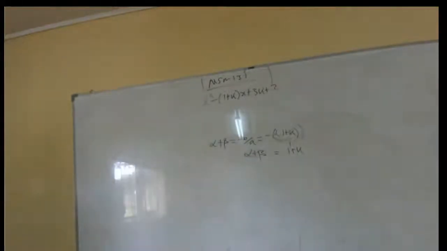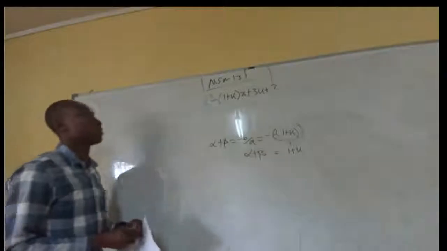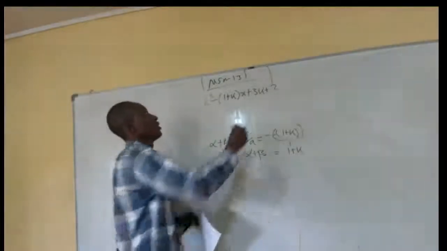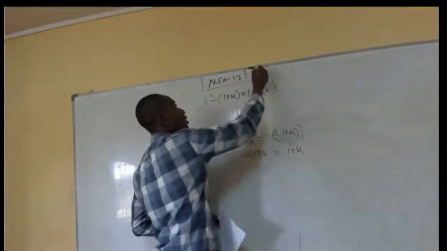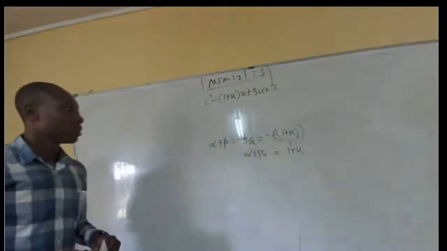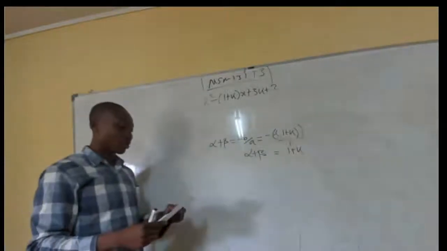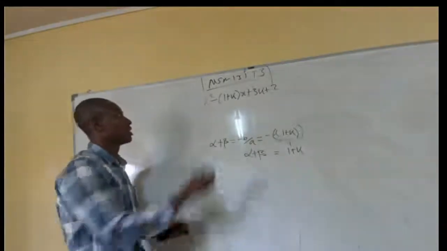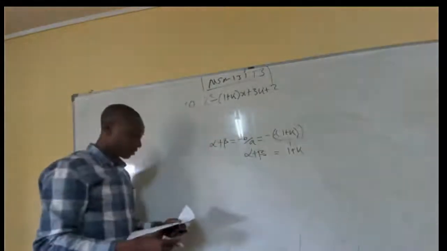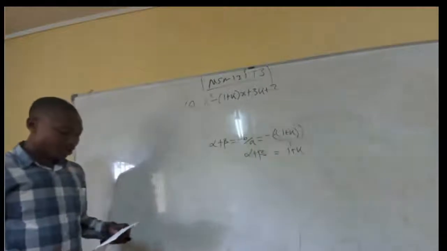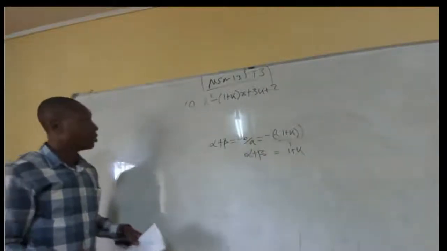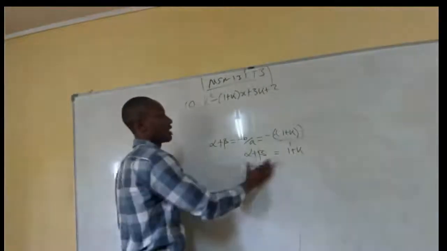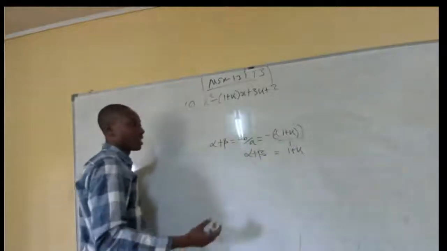Tutorial sheet 3, MSM 131. So we're solving tutorial sheet 3, T3. We are now on question 15. I'm doing 15C. From there, we know that the sum of the roots is twice the product of the roots.